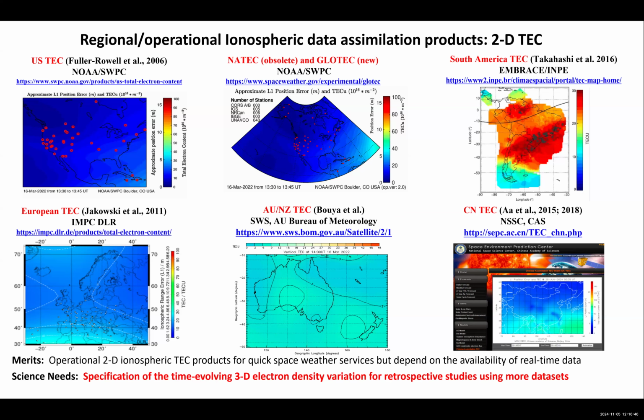On the other hand, operational services depend on the availability of quasi real-time data, but not all the data are real-time data. So we also need to emphasize the science needs, that we need to focus on using more data sets to do retrospective studies for time-evolving three-dimensional electron density variation. So that's another motivation for us to develop TIDAS.